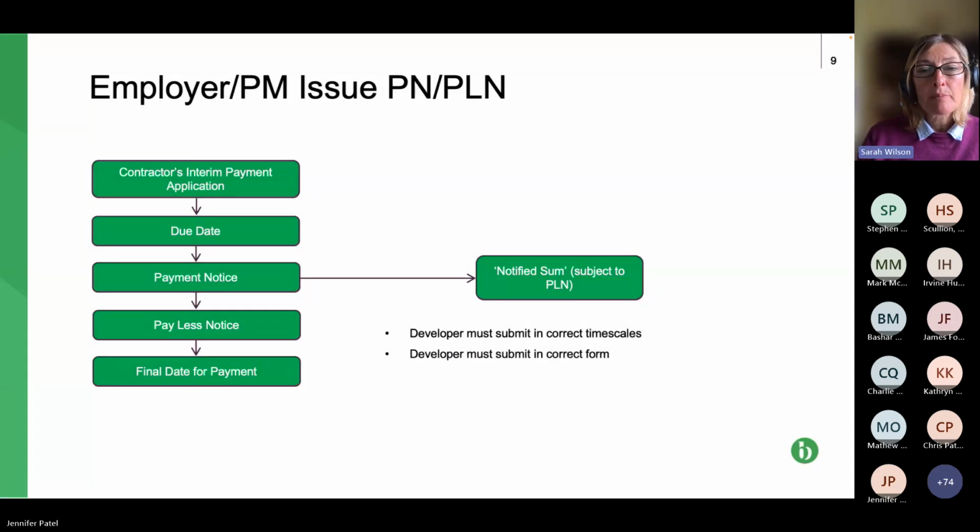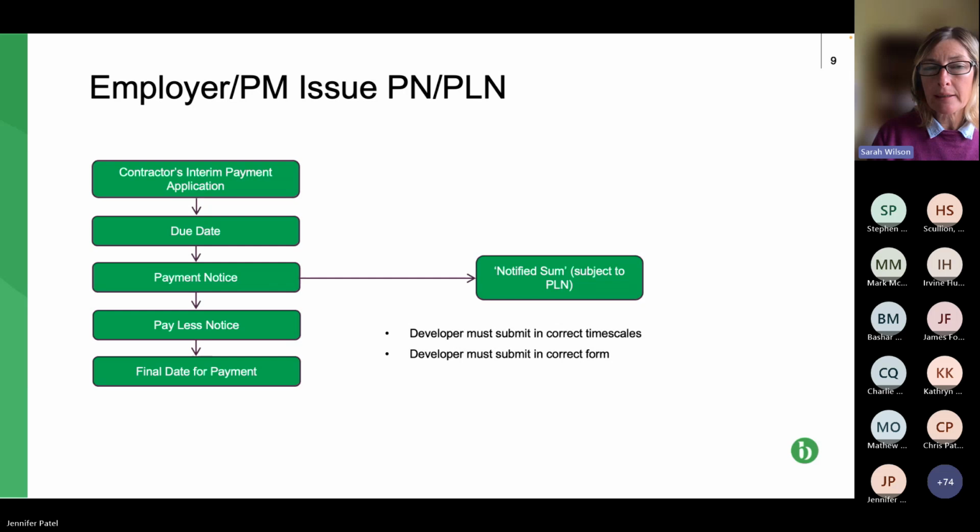Okay, so this is pretty much what the mechanism looks like. We've sort of been through this. The contract has an interim payment, going down this left-hand side. We then have a due date, which is imposed by the Act. And then we have a payment notice. The Act mandates some things, but not others. It mandates that the payment notice must be submitted within 5 days of the due date. So if your contract says something different, say 7 days, it's non-compliant.